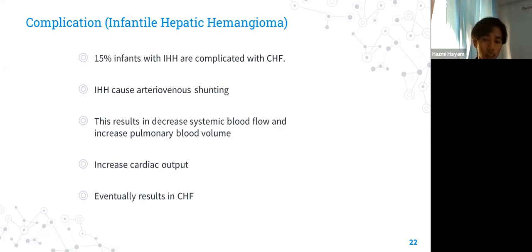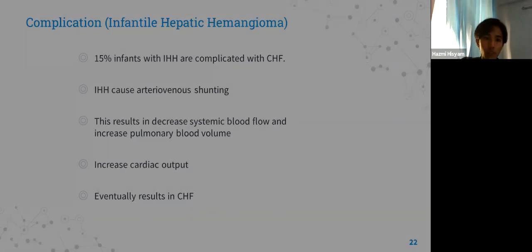This arteriovenous shunting will reduce systemic flow and increase pulmonary blood volume, as more blood from the systemic circulation will return to the vena cava. As the systemic blood flow reduces, the heart has to work more and increase cardiac output, which eventually will result in congestive heart failure in infants.